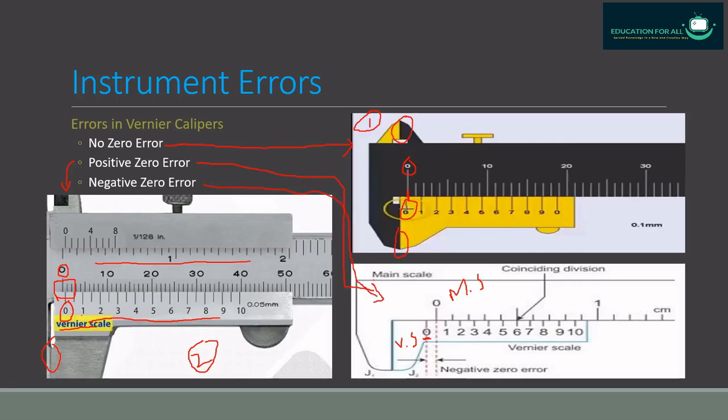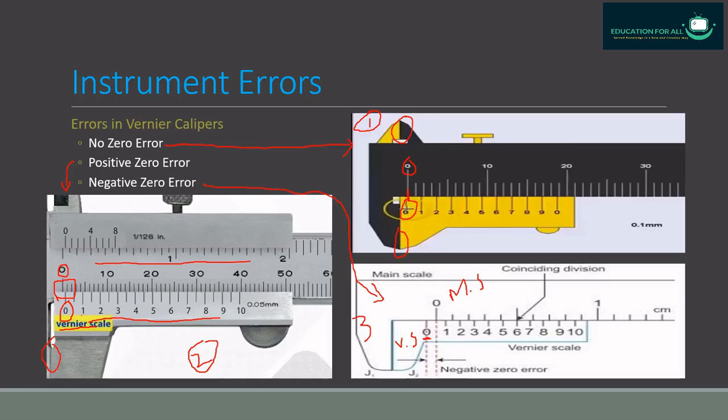Negative zero error. We can raise it here. Yes, negative zero error. This is negative zero error. When the vernier scale zero is on the left side of the zero of the main scale, then this is negative zero error. And this is your picture 3.